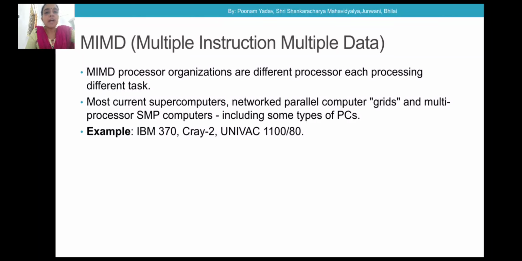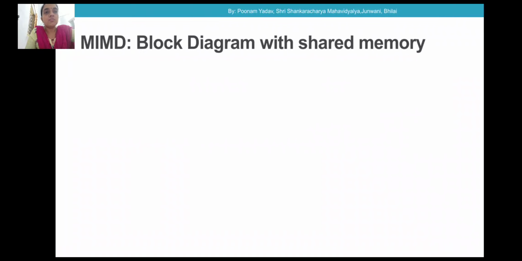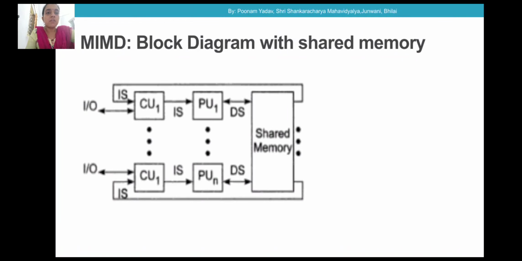Examples are IBM 370, Cray 2, UNIVAC 1100 and 80. So here is the block diagram. You can see different data streams are working. Okay, in this they are connected with a shared memory, and here the different instructions are coming.